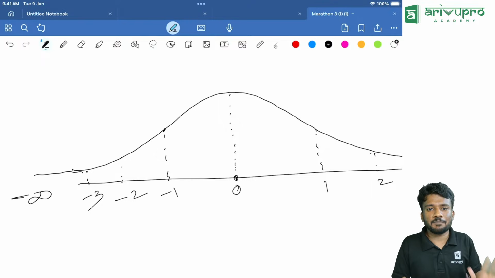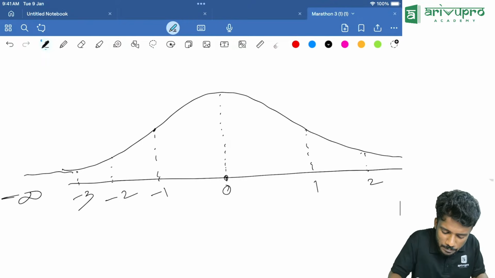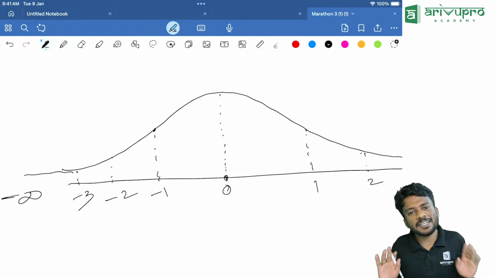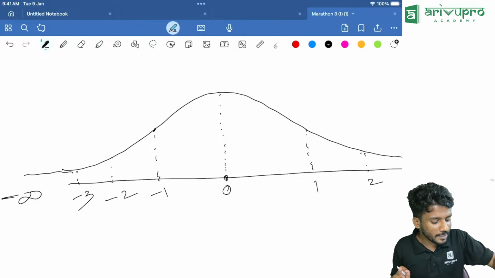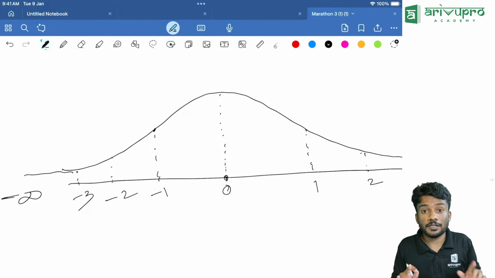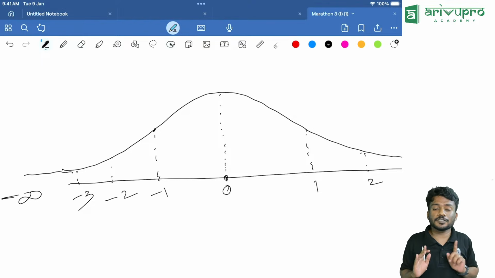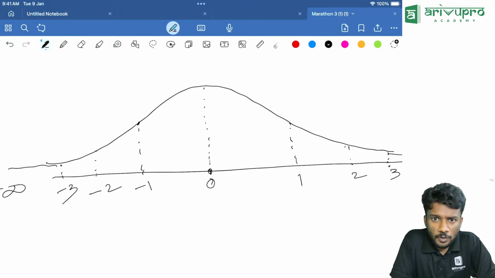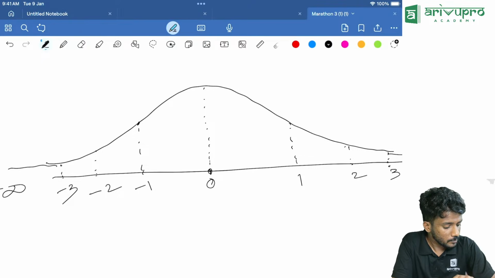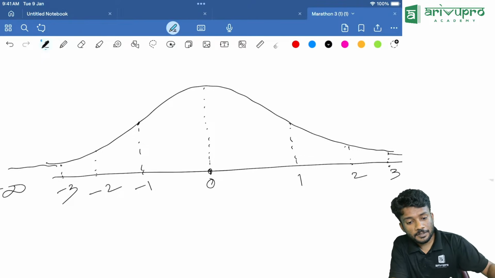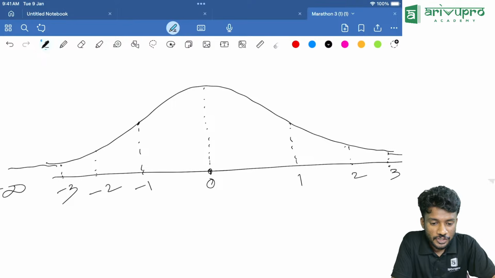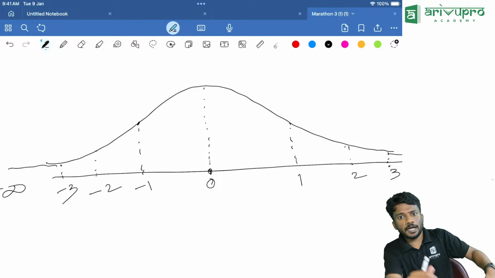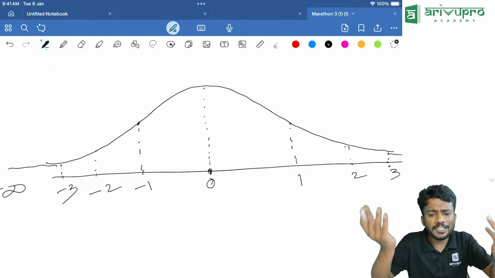This is the meaning. Now I am going to ask you a simple question. What is the total area under the standard normal curve? Please tell me. What is the total area? Yes, the total area is always equal to 1.